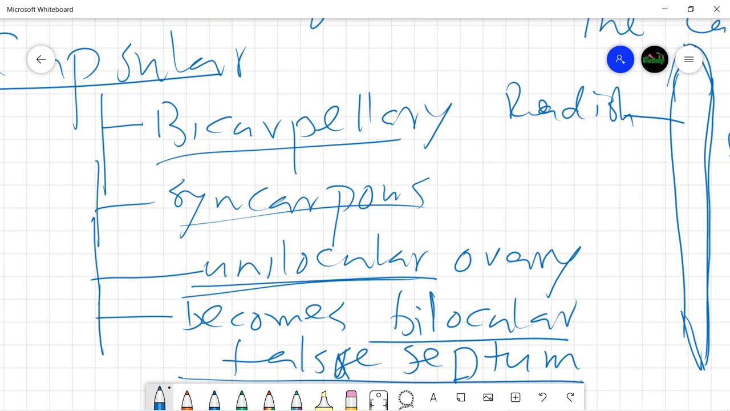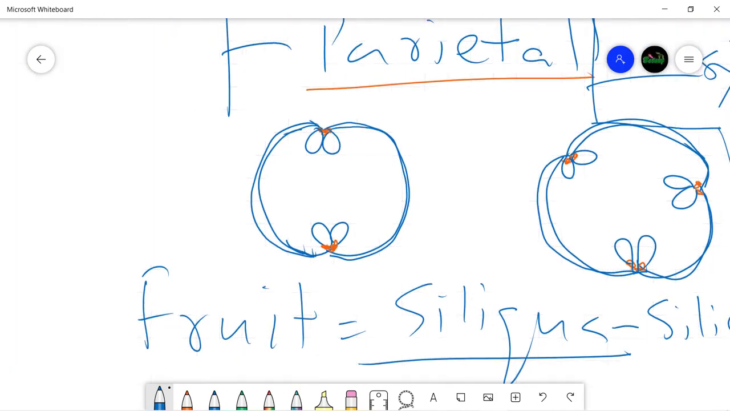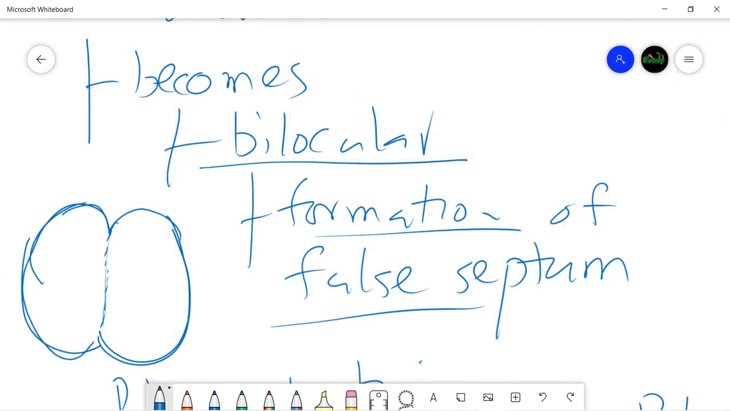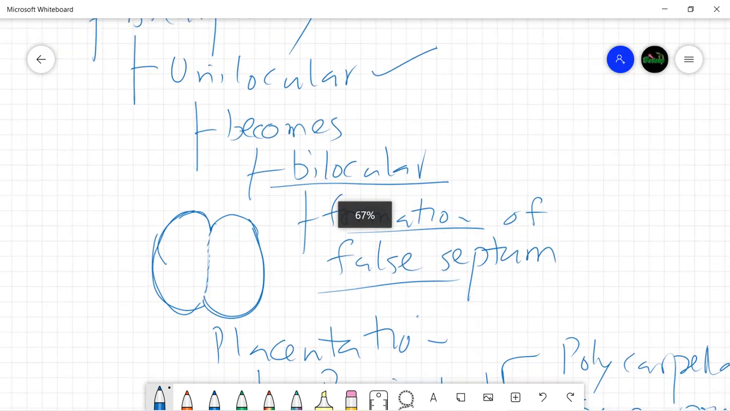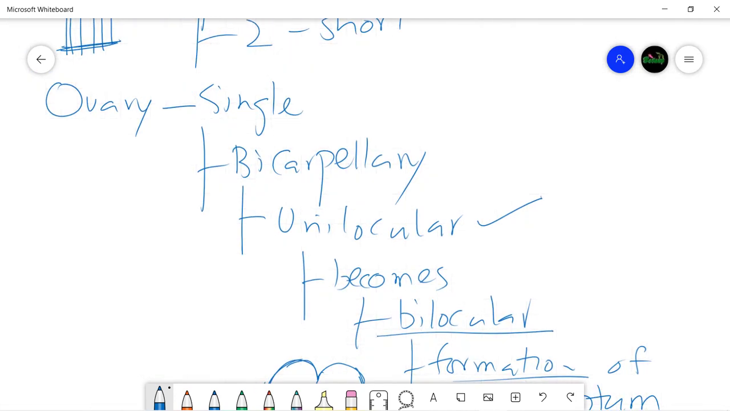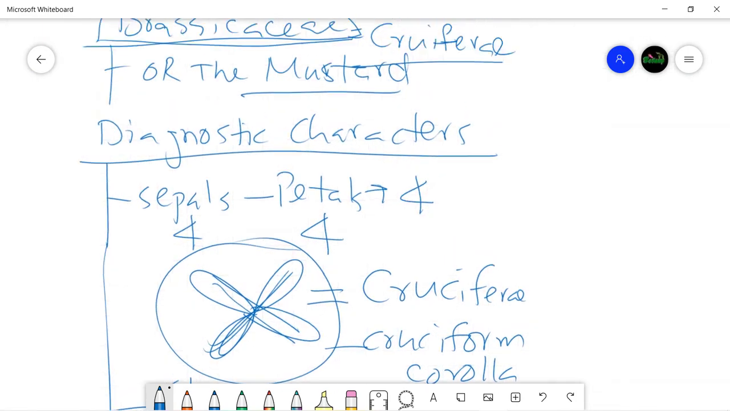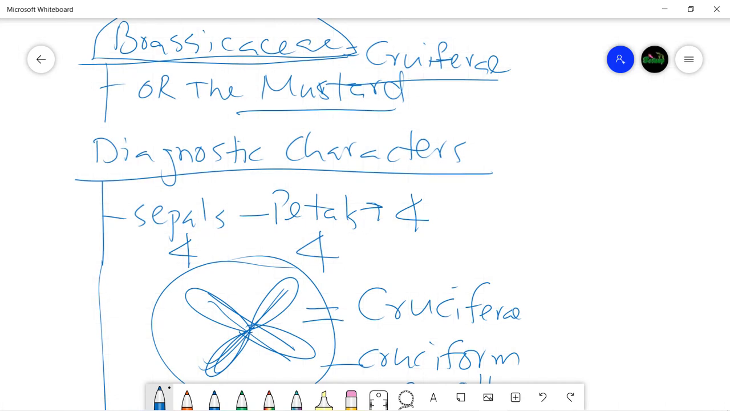So this was the discussion of the distinguishing characters of the family Brassicaceae or Cruciferae. So let's go through it quickly once more. Brassicaceae, this is its original name, Cruciferae, and later it was known as Brassicaceae, but it is still written Cruciferae in several books. The mustard family.